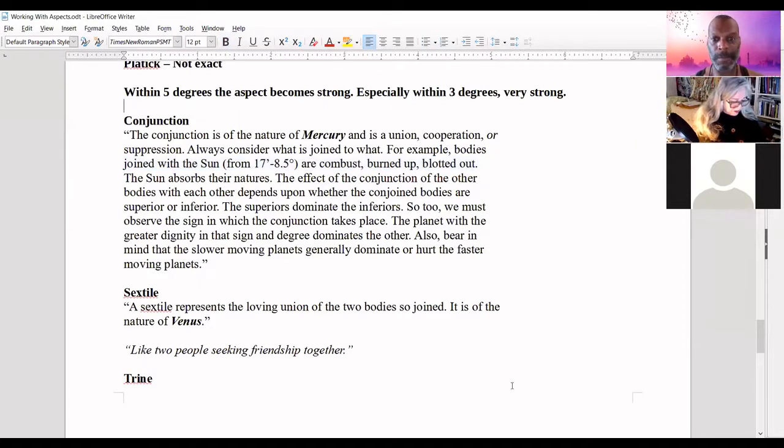Is that quoted text on conjunction from a different source? Yes, it is, Crystal. It's from Robert Zoller. Thank you. This is from Robert Zoller. This is not me. None of this stuff is me.